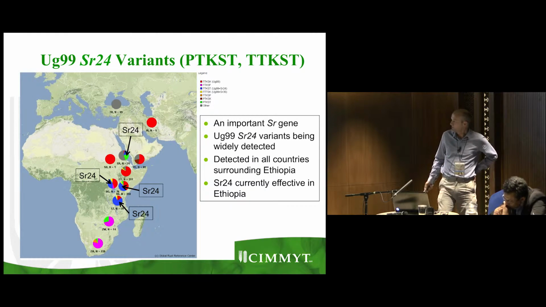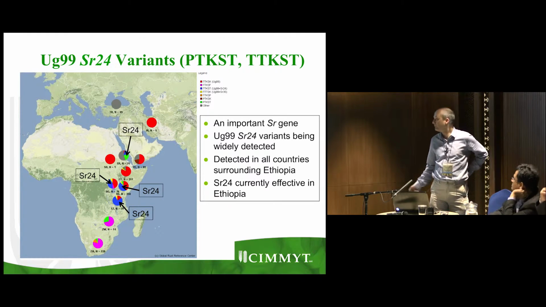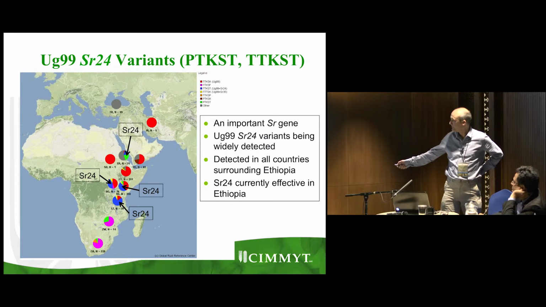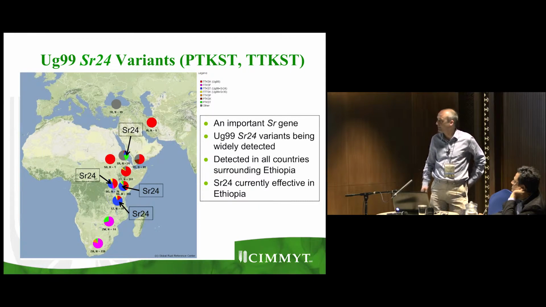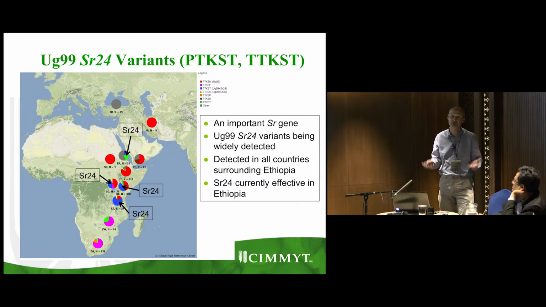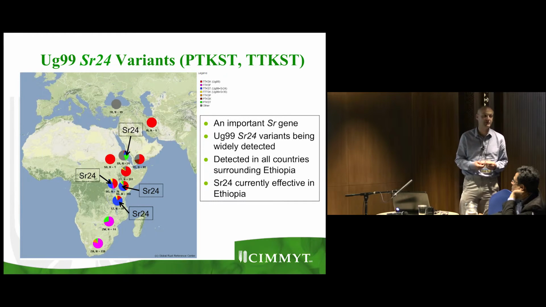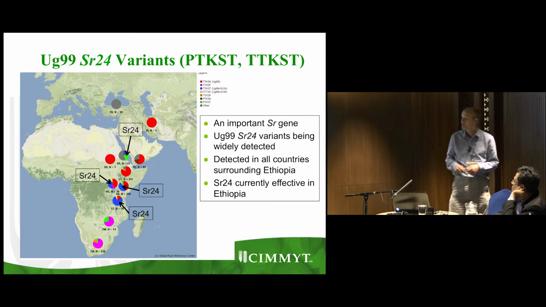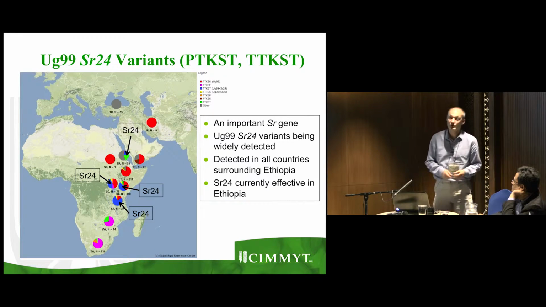24 virulence we're picking up quite a lot. So the blue or the green on these pie charts are where that's the frequency in the samples of SR24 virulence. Okay? So you can see here Eritrea, Uganda, Kenya, Tanzania. These are really the common variants of UG99.